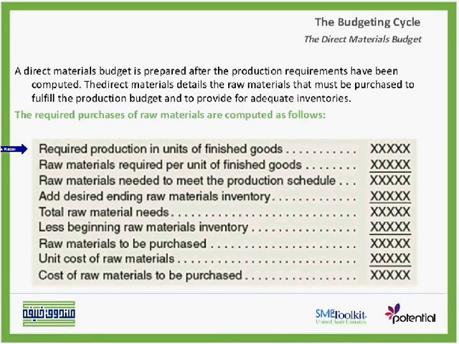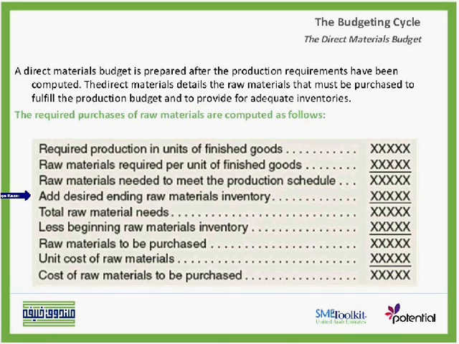We have the required production in units of finished goods, how much I need to produce. We have to look at the raw material required to produce each unit, and of course how much raw material I need to meet the production schedule. So accordingly I will have how much raw material I need in total. We have to add here the desired ending raw material inventory. Keep in mind, whether we are working with production or merchandising, this item, the desired ending inventory, whether it is raw material or finished goods, is very important in order not to face shortages at one point in time should sales increase.